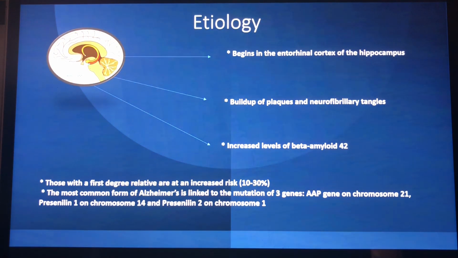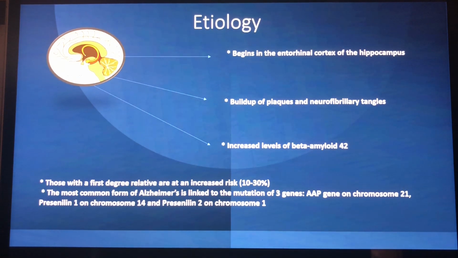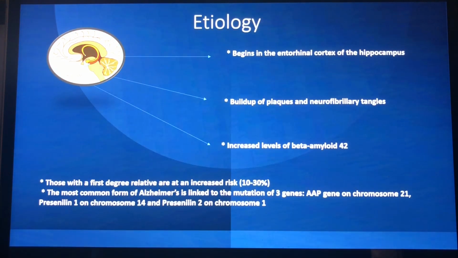Alzheimer's disease begins in the entorhinal cortex of the hippocampus and is caused by neuron death. The disease is characterized by a buildup of abnormal plaques and neurofibrillary tangles. Elevation in levels of beta amyloid 42 leads to the collection of amyloid that causes toxicity. Amyloid deposits occur around the meningeal and cerebral vessels and gray matter, forming plaques.